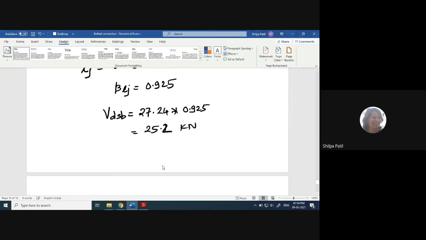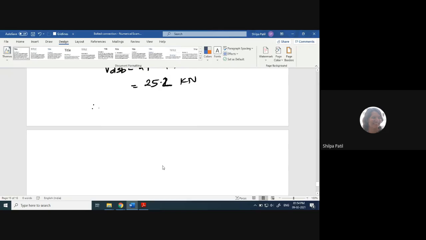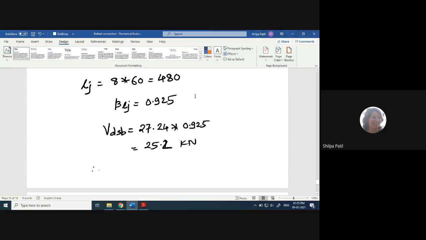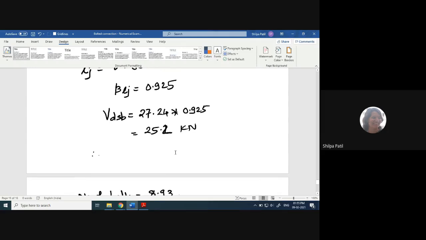Again find out the number of bolts directly. The new bolt value will be this one, okay? So the number of bolts is 8.93. It means again 9 bolts. So your final answer is 9 bolts. Here our cycle will end, because for 9 bolts only we have calculated this reduction factor and the new bolt value, etc.